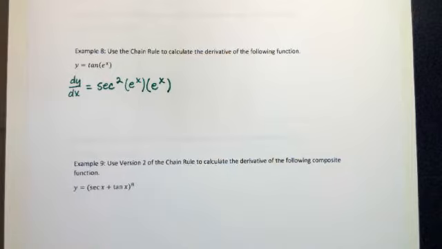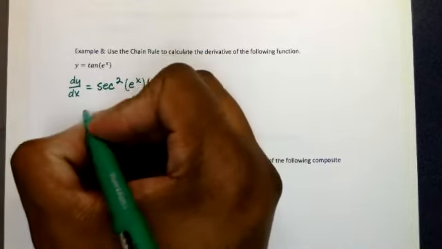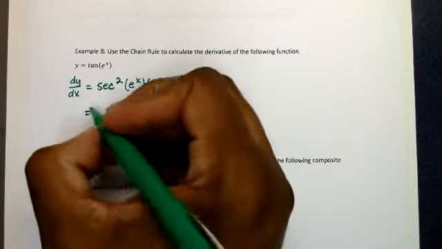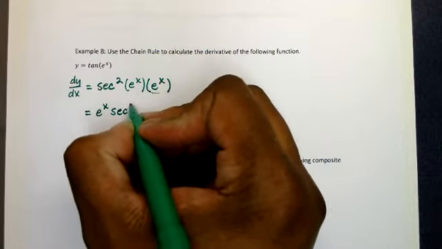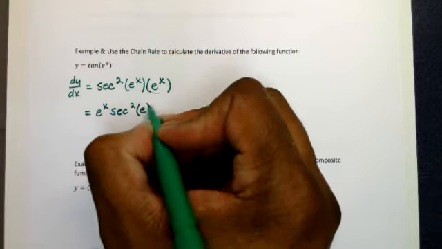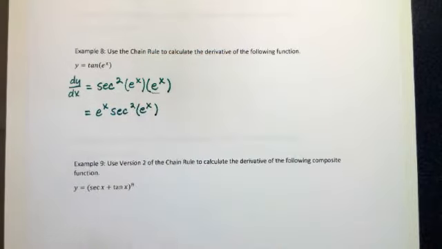Okay, if you recall, the derivative of e to the x is e to the x. And now I'm going to pull this e to the x in front of secant squared of the angle e to the x. And there's your answer right there for the derivative of tangent of e to the x. It'll simplify as e to the x times secant squared of e to the x.